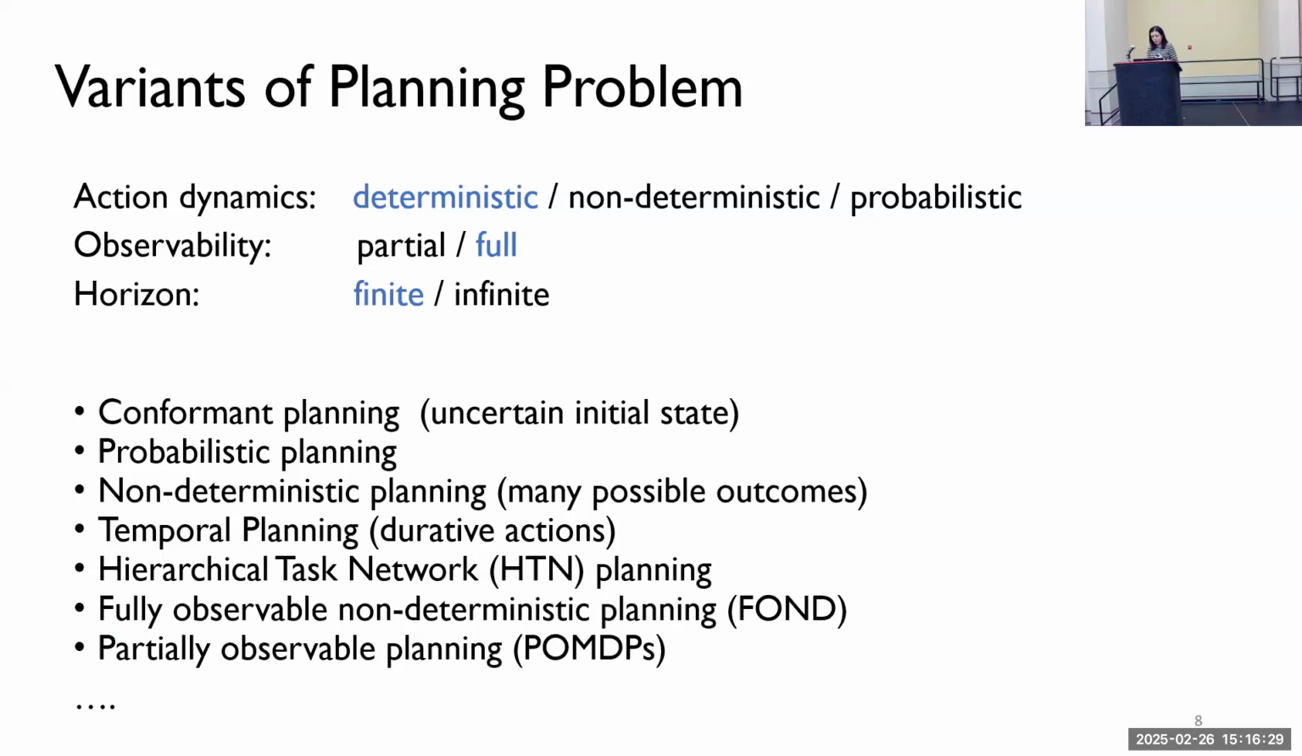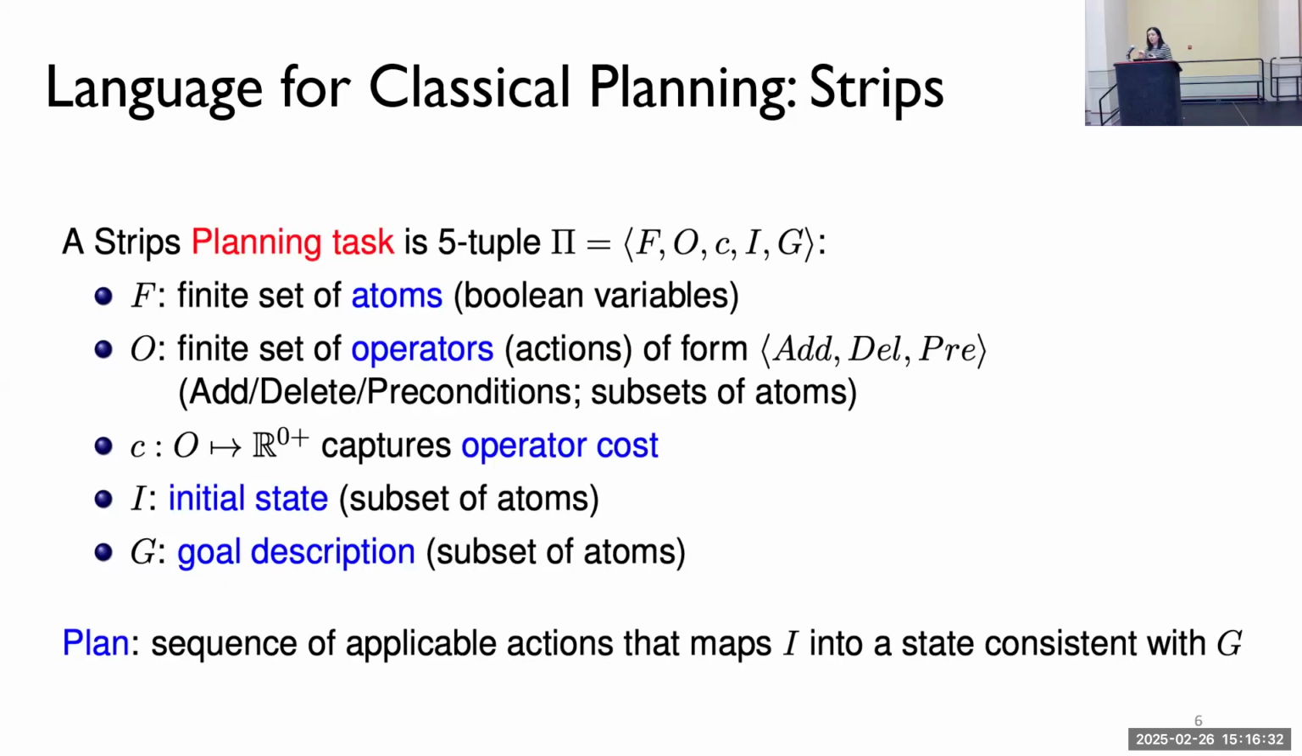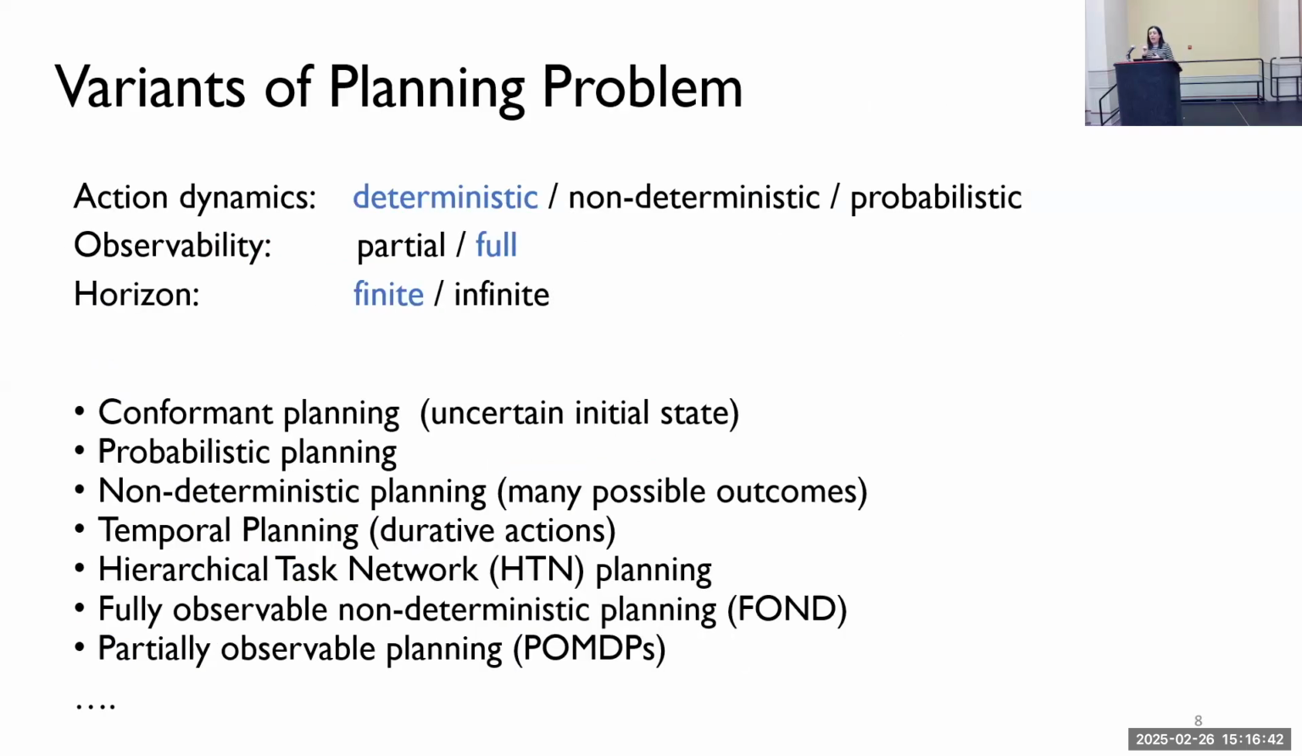What I showed in the previous chart, with all the blues that you may have noticed, those are the things that if you relax, you will get beyond the classical planning problem. So there are things such as action dynamics. If you have a deterministic action dynamic, you have full observability and the horizon is finite, you get a classical planning problem. If your action dynamic is non-deterministic, you have a non-deterministic planning problem. Similarly, if the action dynamics is probabilistic, you have a probabilistic planning problem.